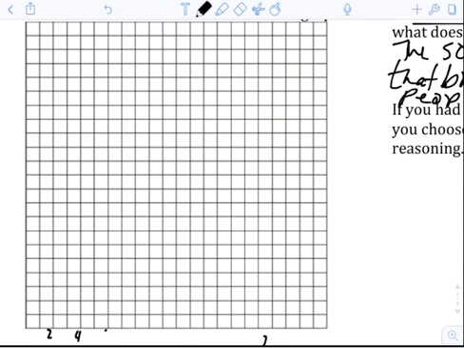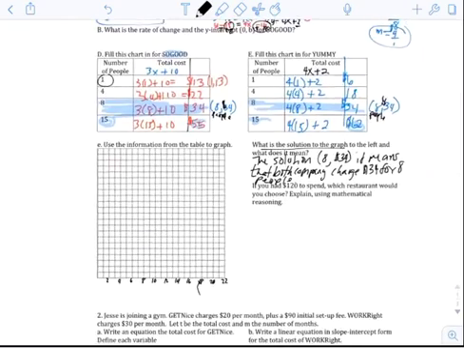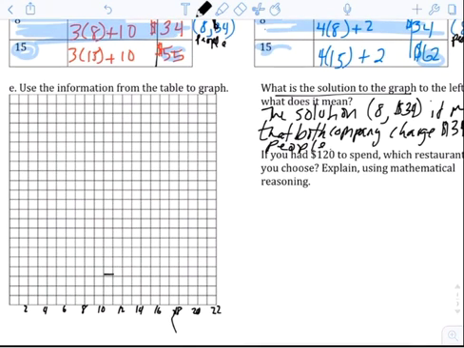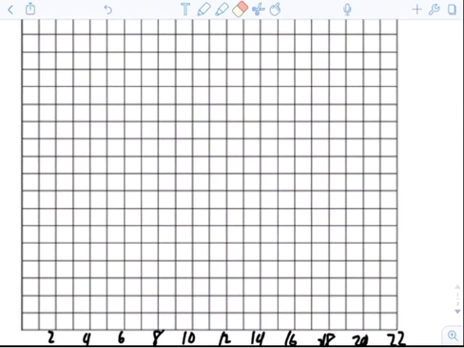2, 4, 6, 8, 12, 14, 16, 18, 20, 22. I think I want to count the other one by threes. Okay, so I'm going to leave it like this. On yours, I numbered all of them for you.